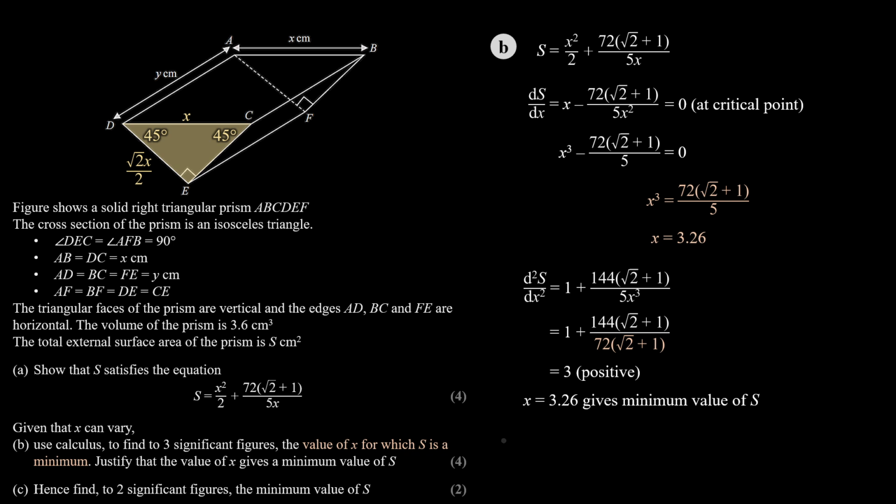To find the minimum value of S, we substitute x equals 3.26 into the formula for S. The calculation gives 16, which is the minimum value of S, rounded to 2 significant figures.